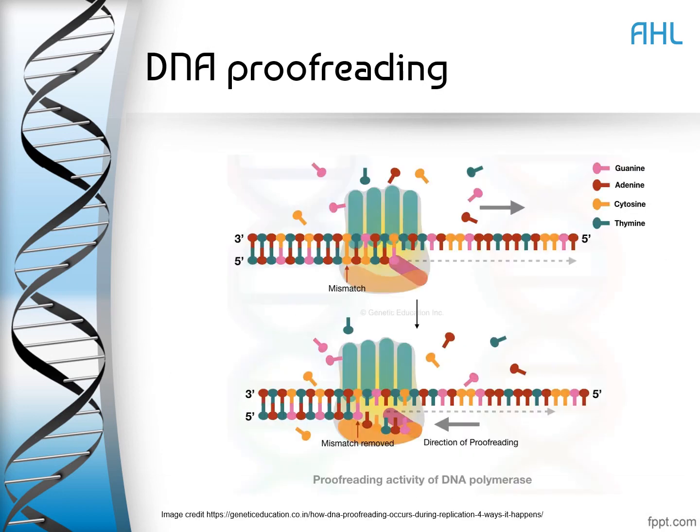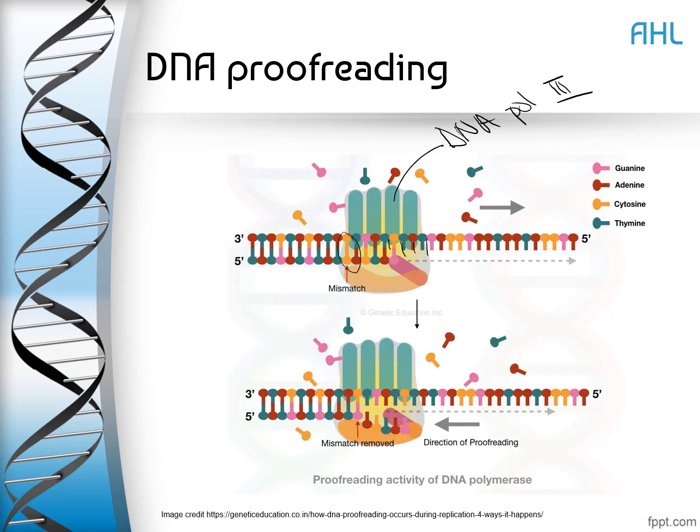Replication happens crazy fast, and so it is expected that some mistakes will get made. So here we have DNA polymerase 3, gluing together some nucleotides, just chugging along, doing its thing. But here we have a mistake.